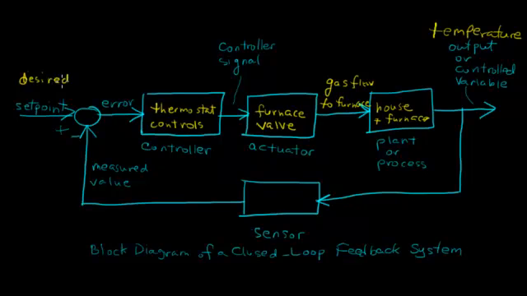The furnace valve is controlled by the thermostat controller, which compares the desired temperature to the sensed temperature, and based on the error decides whether we need more heat or no heat added to the house. The sensed temperature comes from the temperature sensor. This sensor feeds the output temperature back to the controller. Thus, this is a feedback system.